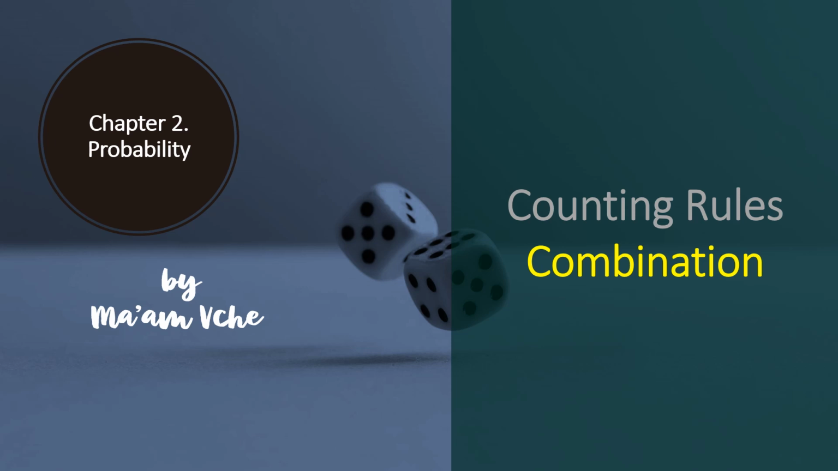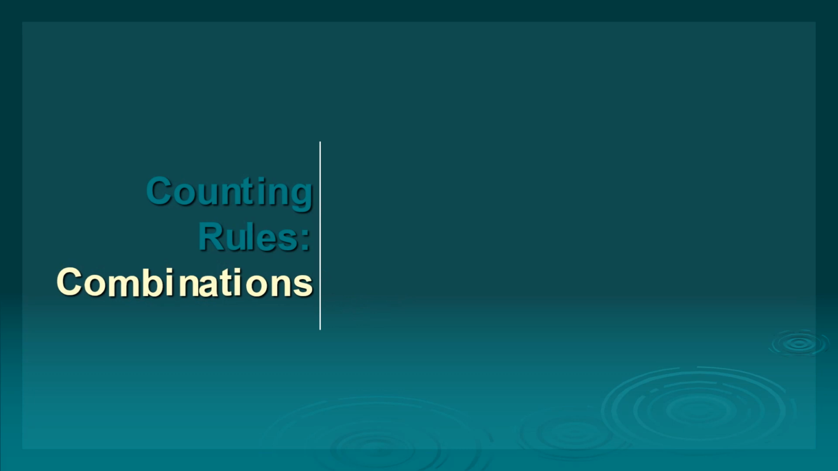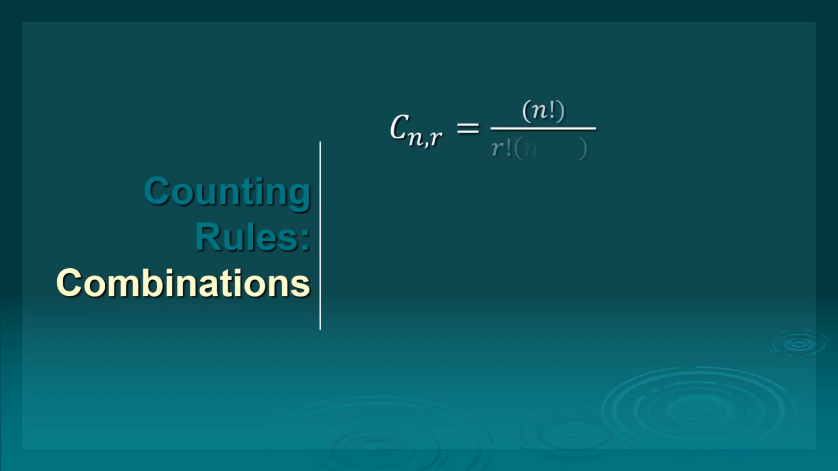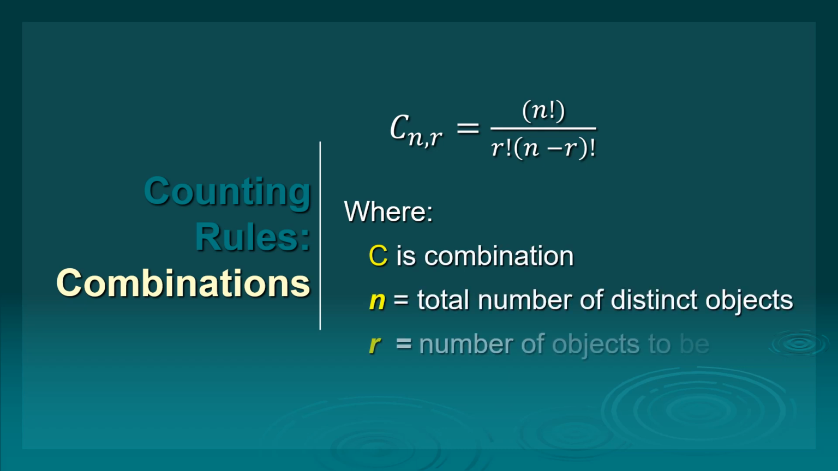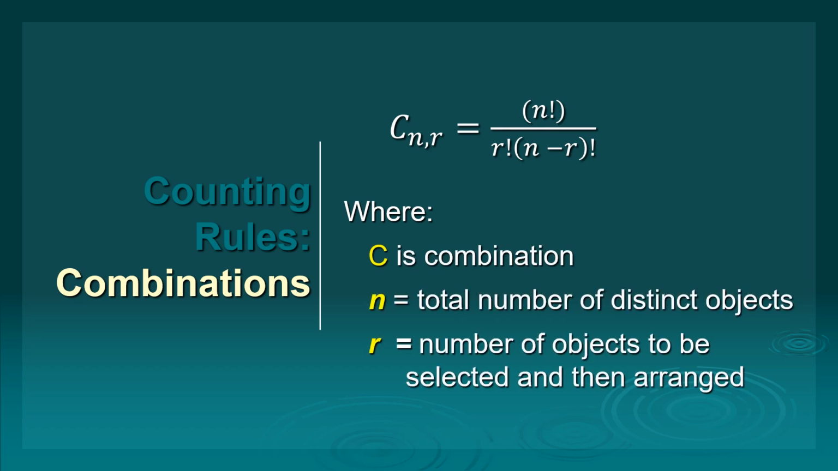We'll now discuss combination. Another counting rule is combination. Here we count the number of experimental outcomes when our objects are to be selected from a set of objects using the equation that you are seeing on your screen.